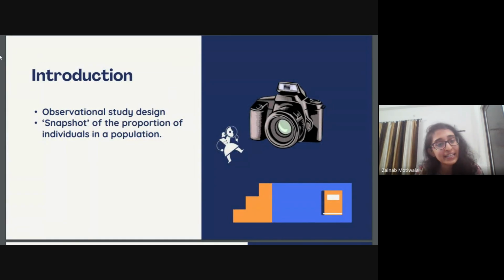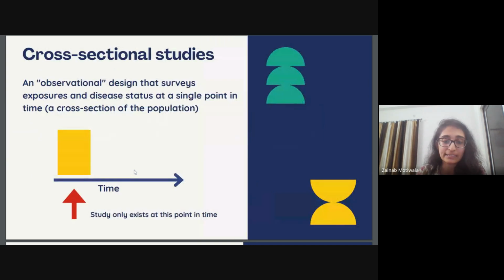As I mentioned, cross-sectional studies are nothing but a snapshot of the population, because it gives us an idea of exposure and disease in real time. And as I mentioned earlier, it is an observational study design. So this diagram very nicely depicts how we're trying to find a relationship between exposure and disease status. We can see that both the exposure and disease are studied at the same time, and they exist at that particular time when the study starts.